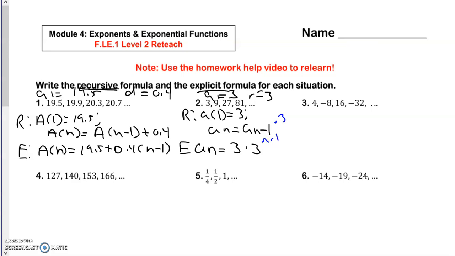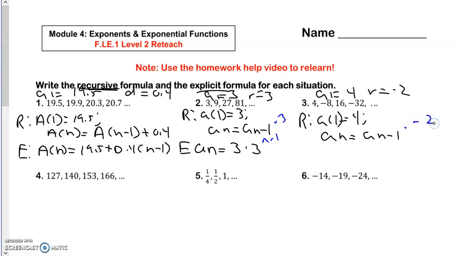Taking a look at the next one, I see A of 1 is 4, and it looks like I'm multiplying by 2, so r equals negative 2. So again, it's going to be that exponent. So we got r, and we're going to have A of 1 equals 4, and then I'm going to do A of n equals A of n minus 1, and then I'm going to put times negative 2. And then my explicit formula is A of n equals 4 times negative 2, and then this would be n minus 1.